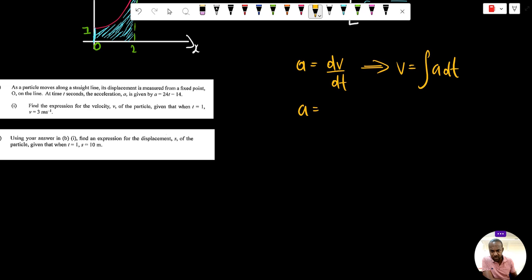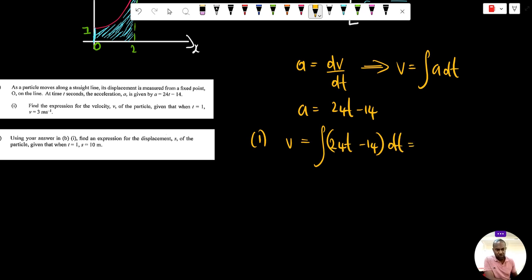All right? So what do we have so far? We have a as a function of time. a is equal to 24t minus 14. And so for part 1, the velocity v is equal to the integral of 24t minus 14 dt, right? And we proceed to integrate. When we integrate t, that becomes t squared over 2. So this is 24 t squared over 2. And then this becomes minus 14t plus our integration constant c. We must remember that whenever we're executing an indefinite integral, we must introduce our integration constant. And in this case, we're given initial conditions that will allow us to find the value of c. So let's go ahead and do that.